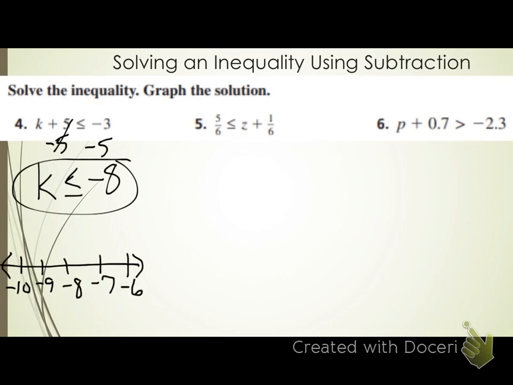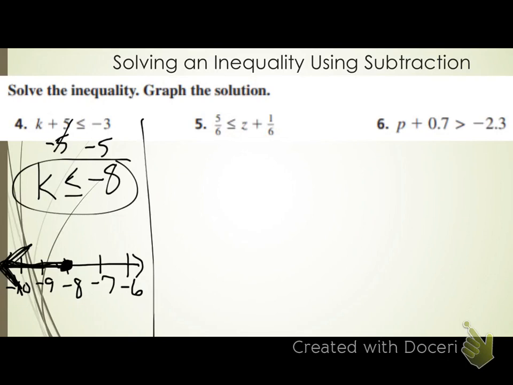Open or closed circle on negative 8? Closed, shading which way? To the left. Questions on 4? Do I need to slow down, or am I good continuing at this pace? I'll take that as I can continue.